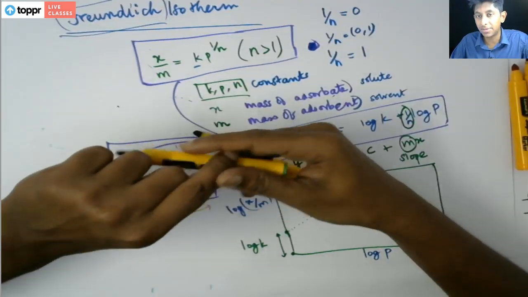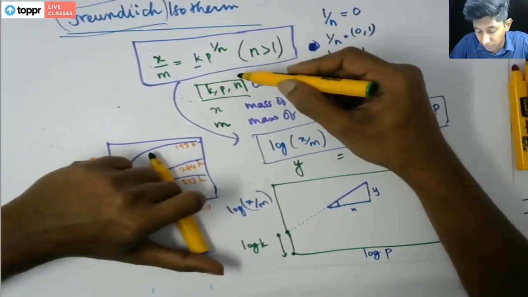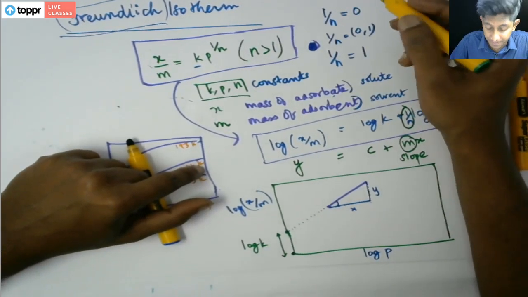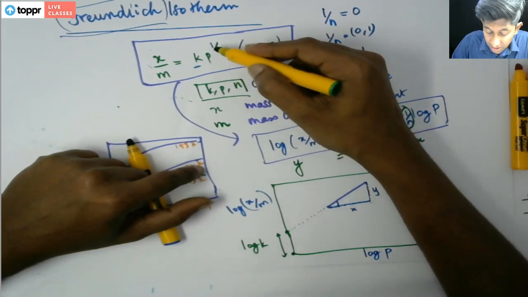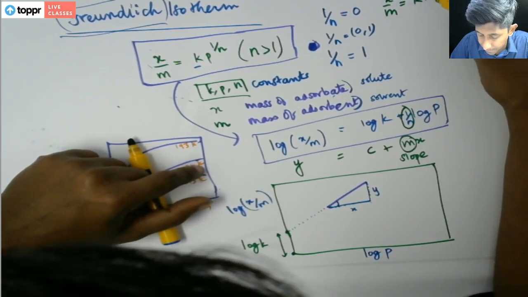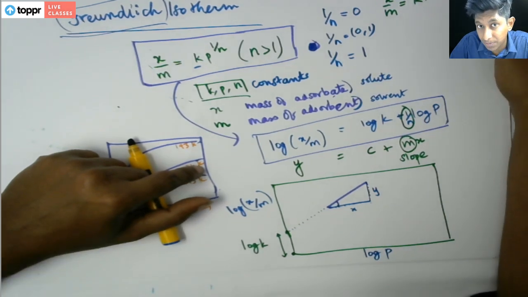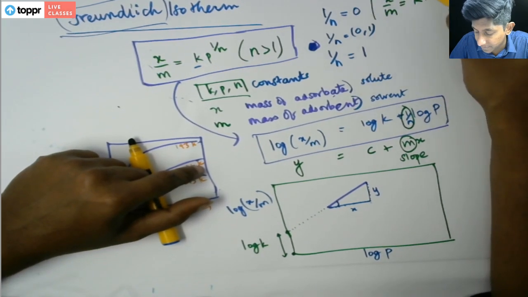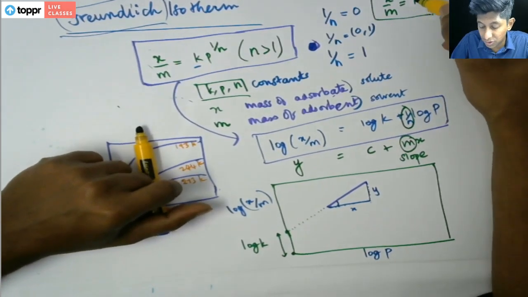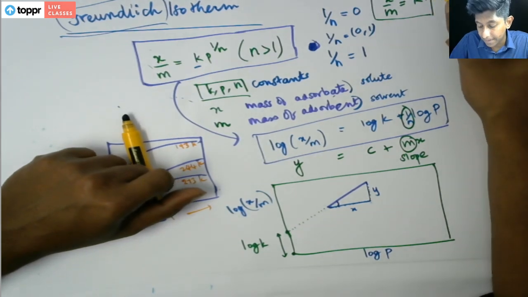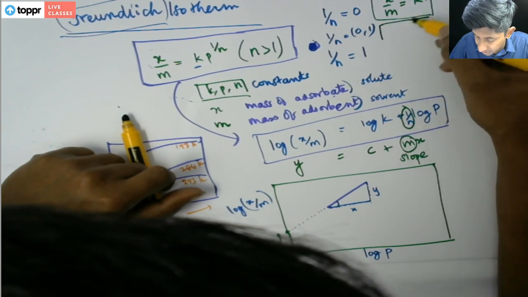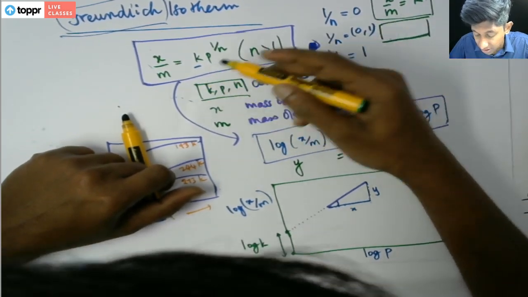So in this case, what happens? These are different cases for 1 by n, where we know that n is a constant. If 1 by n is 0, substituting it in this equation, you get x by m is equal to k into p power 0. So p power 0 will become 1. I'm just going to write it like this: x by m is equal to k. It's a constant, so the extent of adsorption here becomes a constant, independent of P, the pressure.